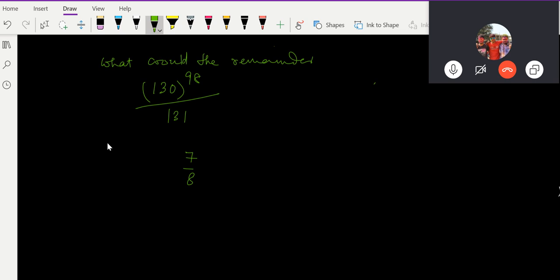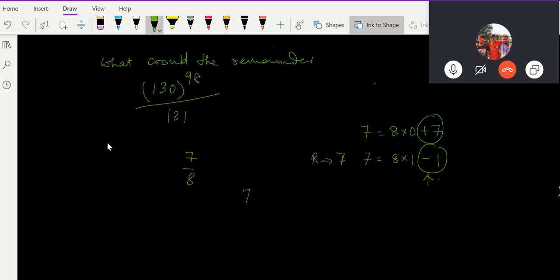What is 7 divided by 8? Remainder is 7. So how do we get 7? We write 7 as 8 into 0 plus 7, correct? This can also be written as 8 into 1 minus 1. So it can be either plus 7 or minus 1.